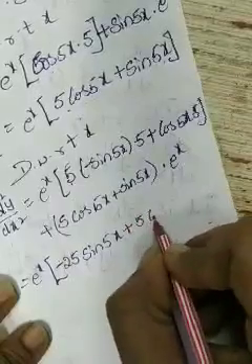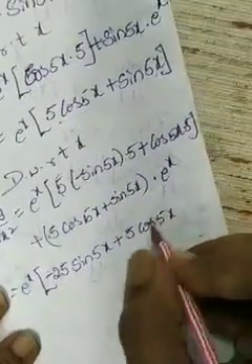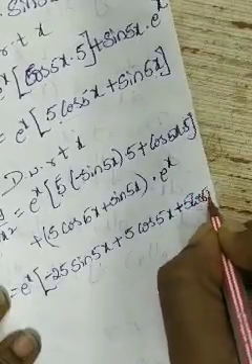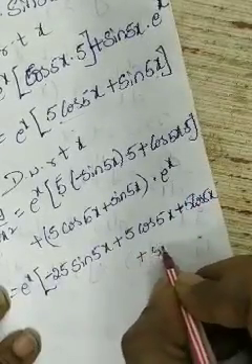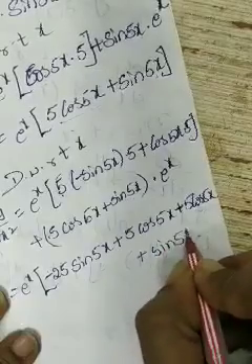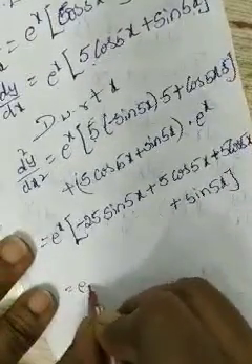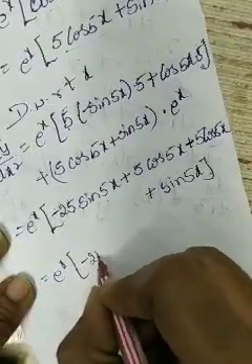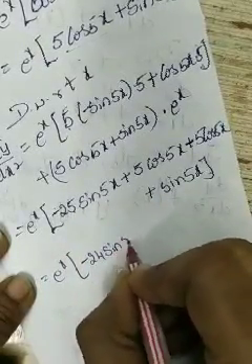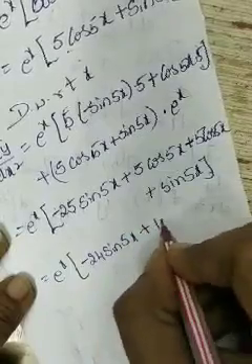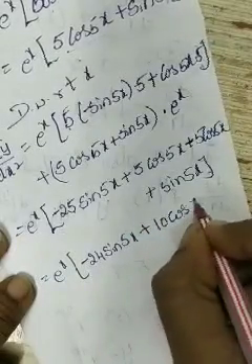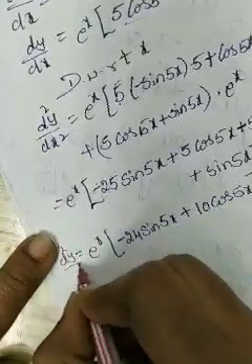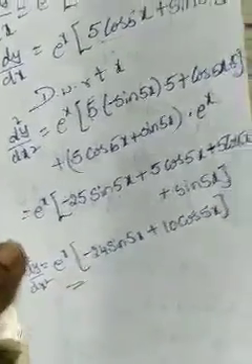plus 5 cos 5x plus 5 cos 5x plus sin 5x. Take out e raised to x as common. If you simplify, it becomes minus 24 sin 5x plus 10 cos 5x.